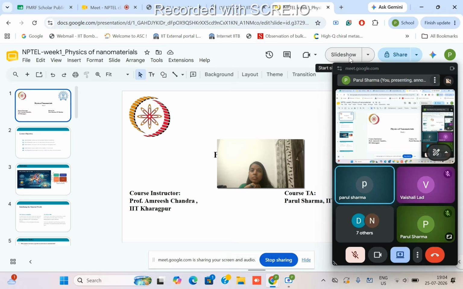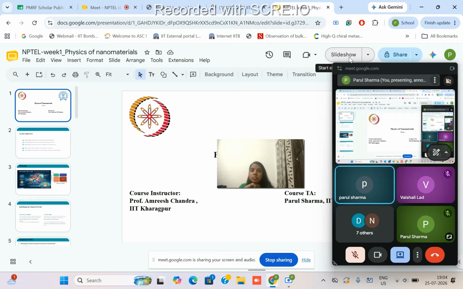Yes, ma'am. So when we remove the magnetic field, that means demagnetization. So it will tell us the measure of a magnetic material's resistance. So when we are removing the magnetic field, how much magnetic field.